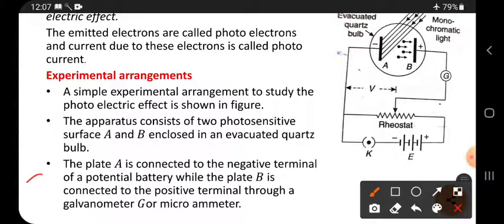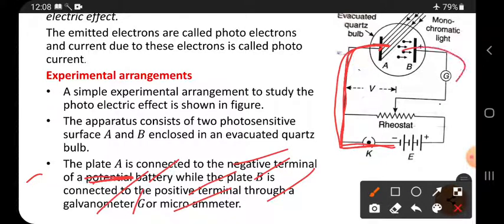The plate A is connected to the negative terminal of the battery. It is enough to say just battery, not potential battery. So this plate is connected directly to the negative terminal like this. While the plate B is connected to the positive terminal through a galvanometer or microammeter. See, it is connected to the positive terminal through a galvanometer.